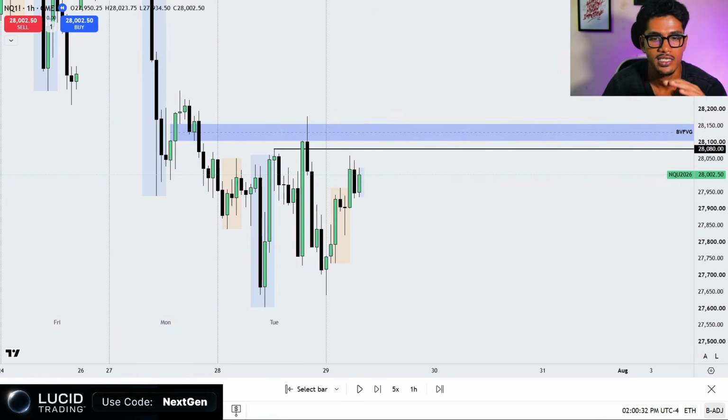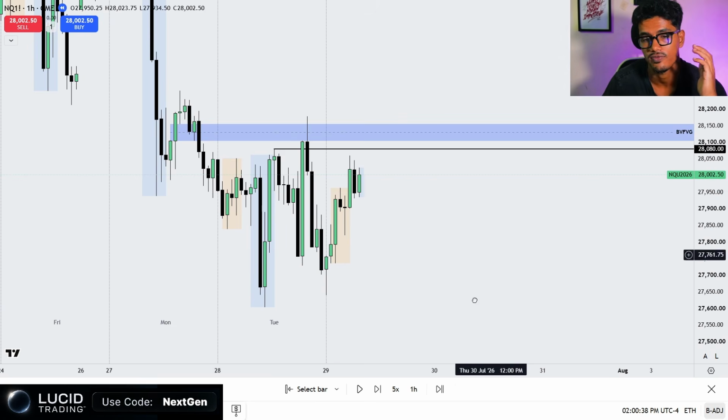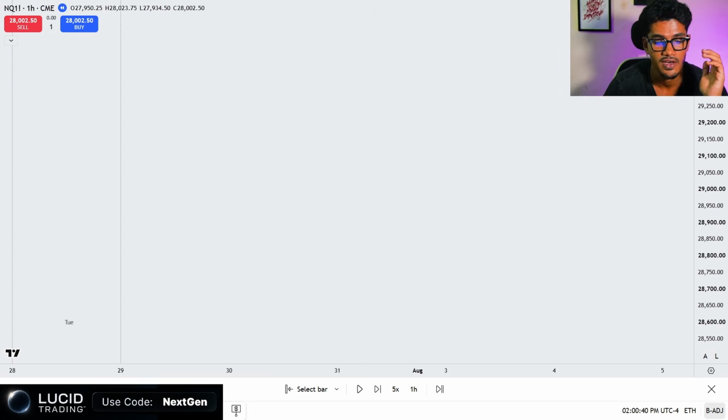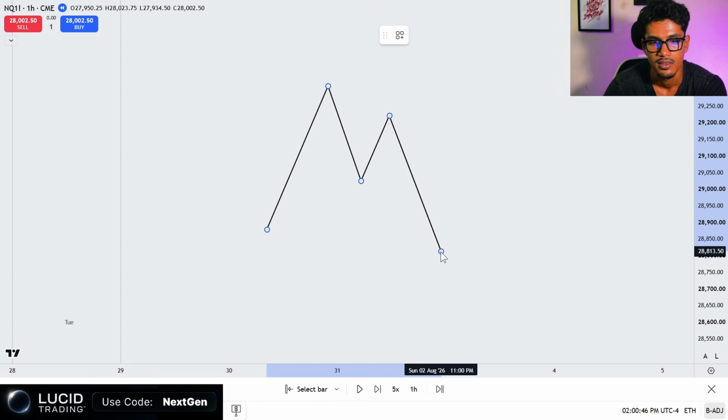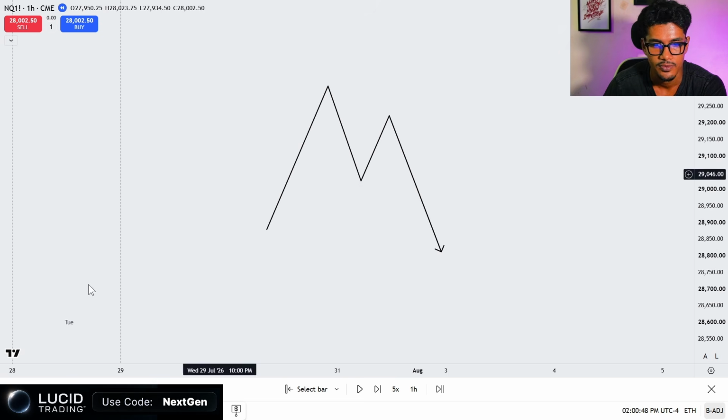I'll be demonstrating how to use the invalidated fair value gap and what an invalidated fair value gap is. So first of all, what is an invalidated fair value gap? Let's have a look at this diagram here.